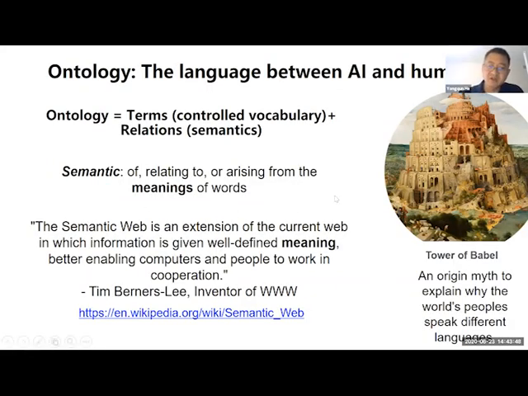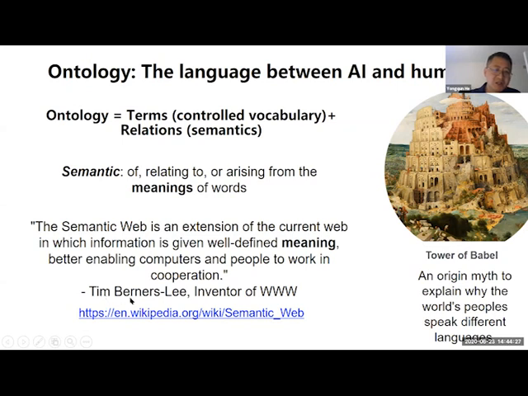I will tell a story about the Tower of Babel. That's a Bible story, right? It explains why the world's people speak different languages, because God didn't want people to build up the tower. But anyway, we do want to build an ontology that can be understood not only by people, but, more importantly in this case, by AI, by computers. So the ontology basically is terms plus relations. The relations we call the semantic relations.